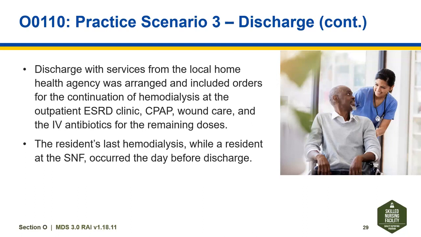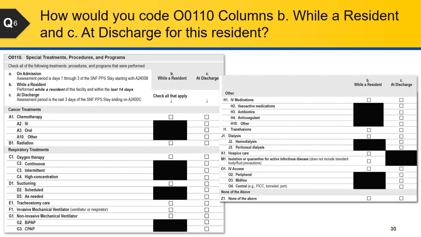Discharge with services from the local home health agency were arranged and included orders for the continuation of the hemodialysis at the outpatient ESRD clinic, CPAP, wound care, and the IV antibiotics for the remaining doses. The resident's last hemodialysis while a resident at the SNF occurred the day before discharge. So given this information, how would you code O0110 columns B, while a resident, and C, at discharge, for this resident? Take a minute to consider your answers and jot them down.